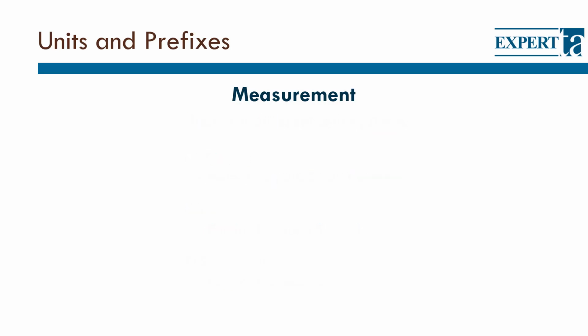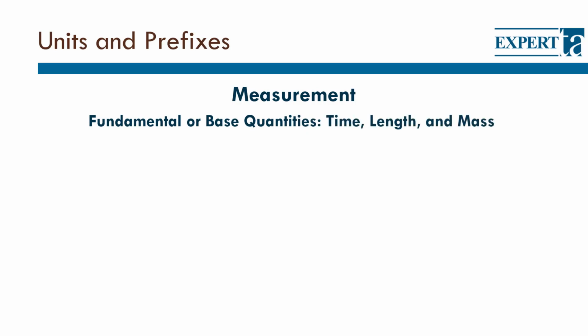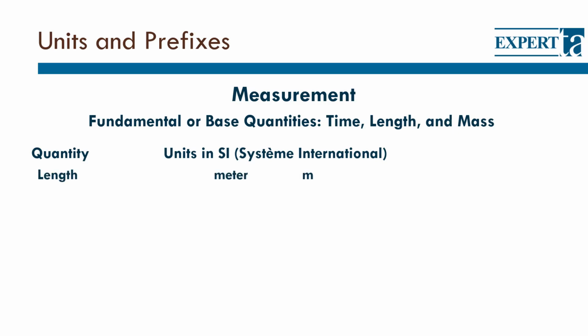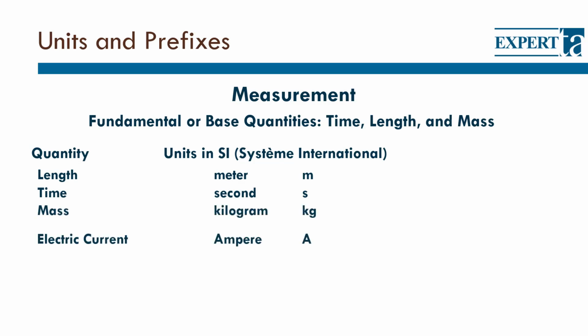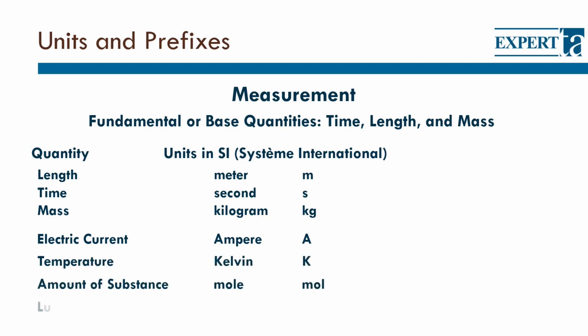So the fundamental or base quantities are time, length, and mass. And so in the SI units, the unit for length is meter, the unit for time is second, and the unit for mass is the kilogram. There are some other quantities like electric current measured in amperes, temperature in Kelvin, the amount of substance in mole, and the luminous intensity in candela. But we will mainly focus on the first three, the fundamental quantities: length, mass, and time.